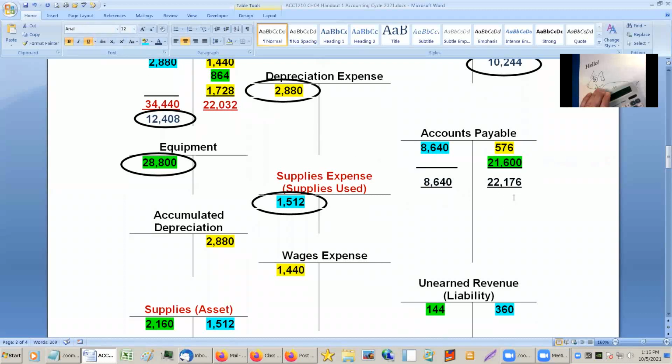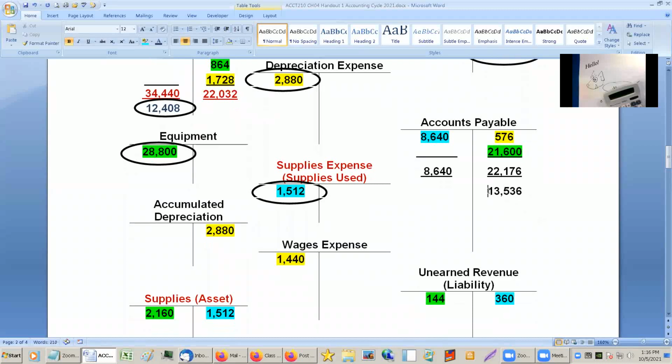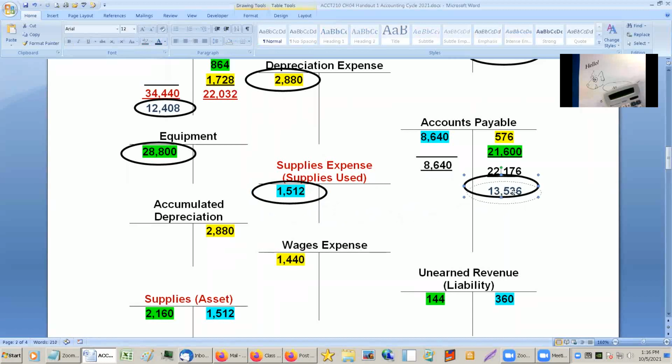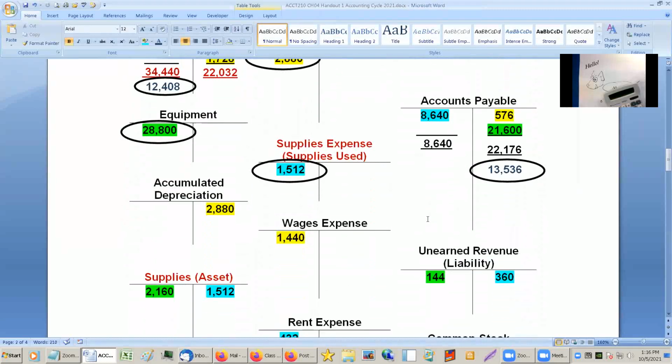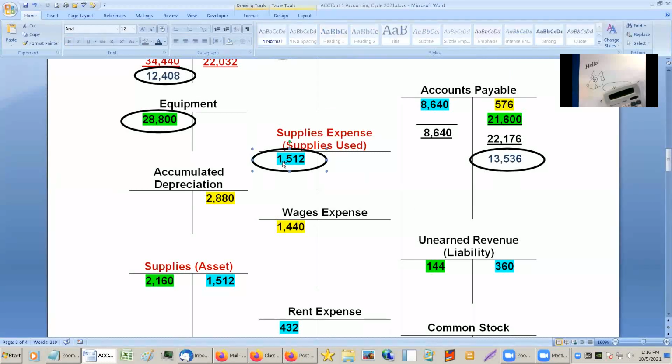Okay, so 22,176 minus 8,640 is 13,536. You'll notice all these are just getting down to one number for each of them. Some already are one number.